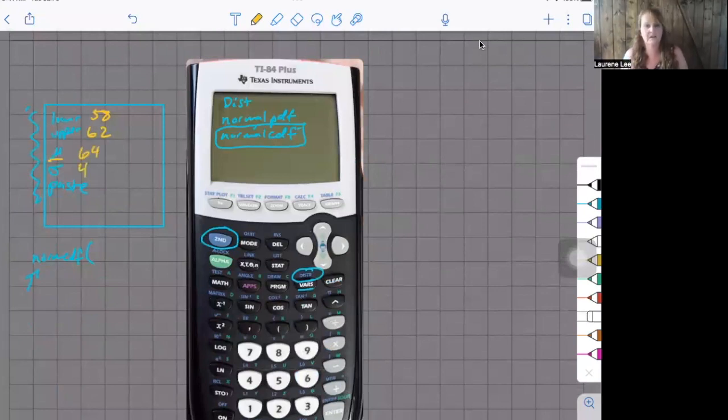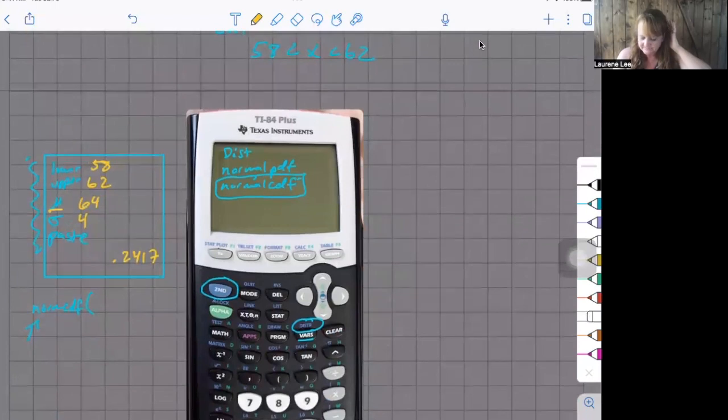And then you hit paste, and then that will give you your answer. 62, 64, 4. I think you have to hit enter twice and you get 0.2417. Okay. So that's how you do a normal distribution on a calculator.